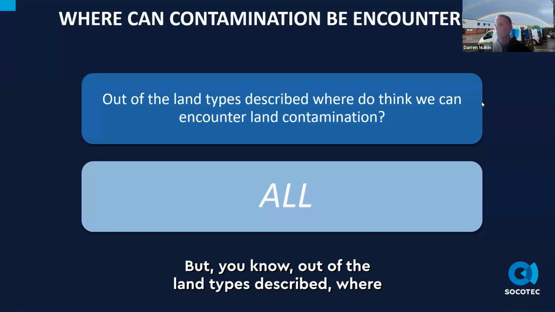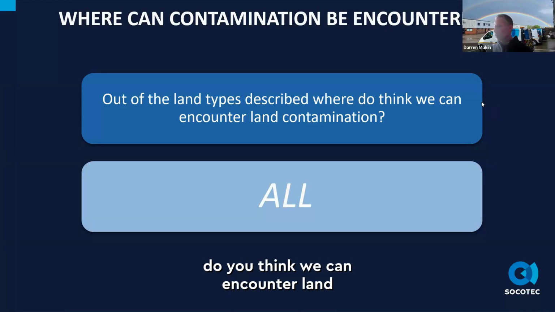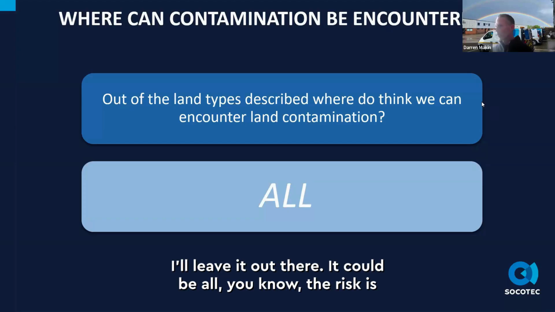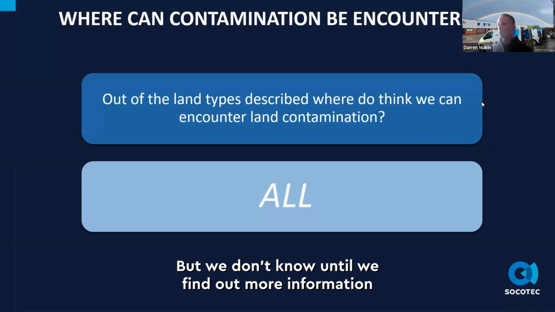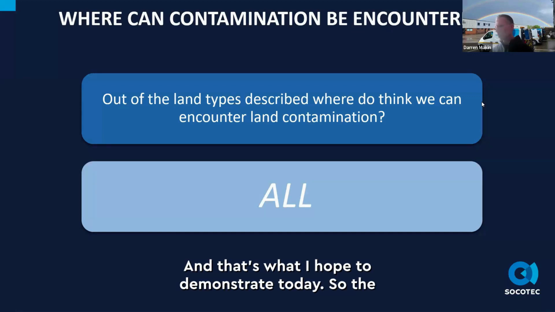But, out of the land types described, where do you think we can encounter land contamination? I'll leave it out there. It could be all. The risk is reduced across all these sites, but we don't know until we find out more information about these sites. And that's what I hopefully want to demonstrate today.